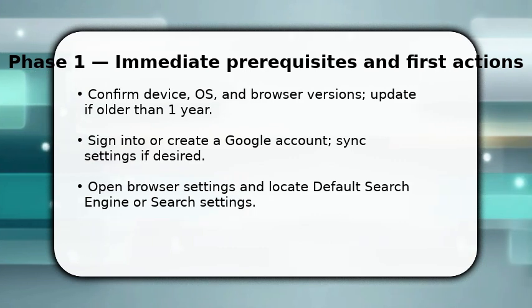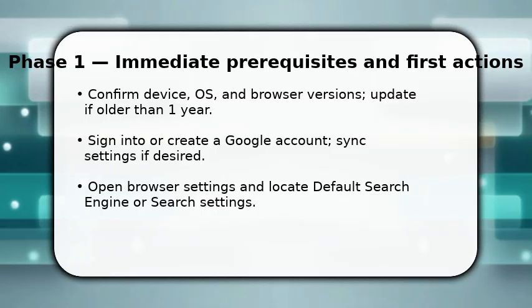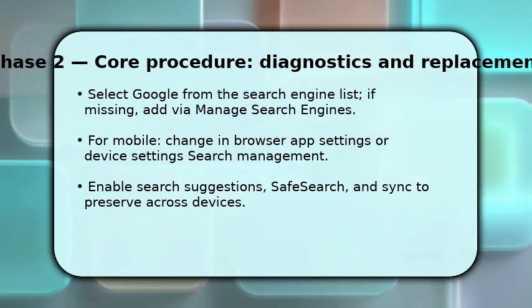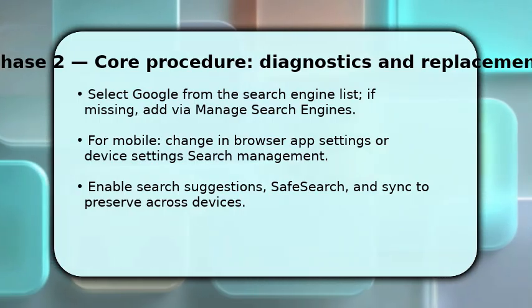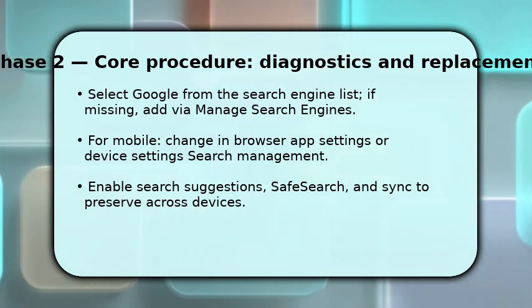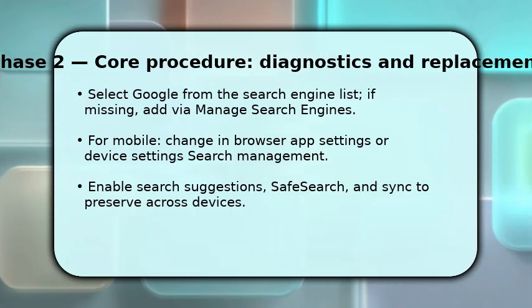You now select Google from the list or add it manually. Choose Manage Search Engines, click Add, then enter name, keyword, and https://www.google.com/search?q=%s as the query URL. Once added, set it as default.